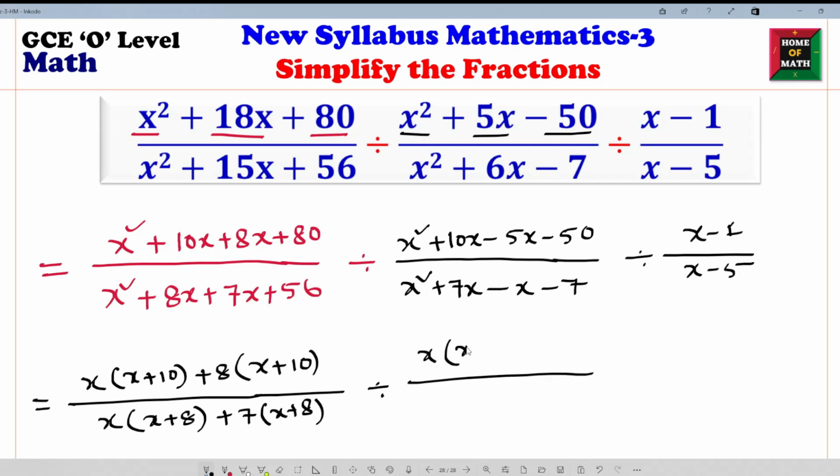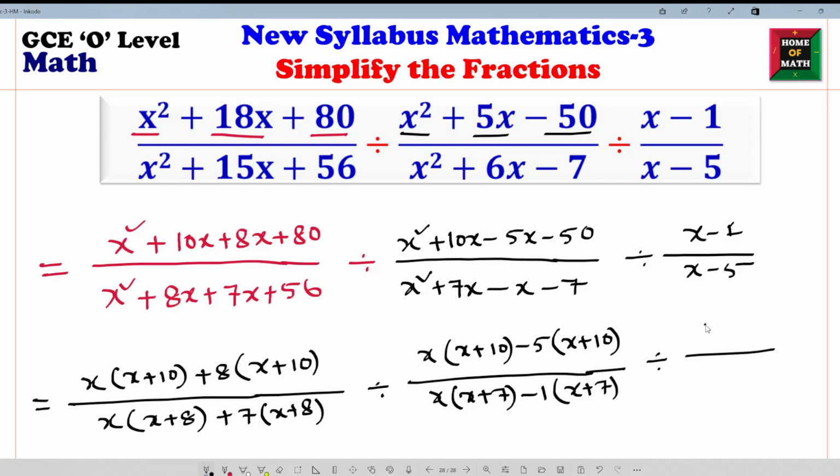x common, x plus 10 minus 5 common, again x plus 10. Divide x common, x plus 7 minus 1 common, x plus 7, right? Divide, here is x minus 1, divide x minus 5.